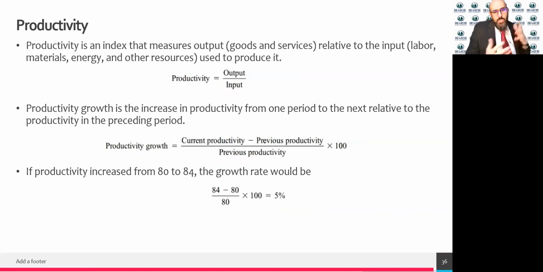And we also could find out the productivity growth to find out where we are right now and what we produce in the future and how we grow. What would be the productivity growth? This could be calculated by the current productivity minus the previous productivity, divided by the previous productivity, times 100. For example, if you improve the productivity from 80 to 84, that will give you a 5% improvement. From 84 minus 80 divided by 80 times 100, that would be 5%.